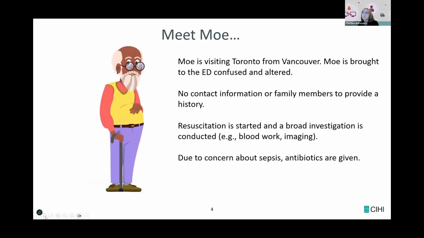So to start, I'd like you to meet Mo. Mo is visiting Toronto from Vancouver, and he is brought to the emergency department confused and altered. They have no contact information or family members to provide his history, and resuscitation is started and a broad investigation is conducted. So they conduct blood work and some imaging. Due to concerns about sepsis, antibiotics are given.